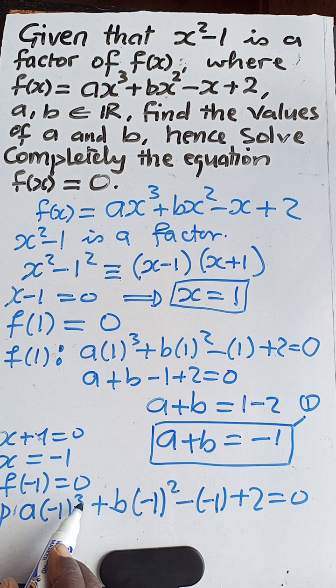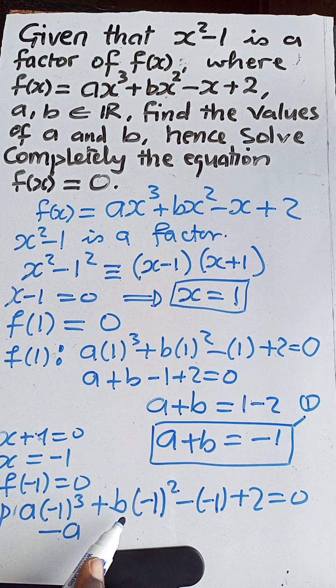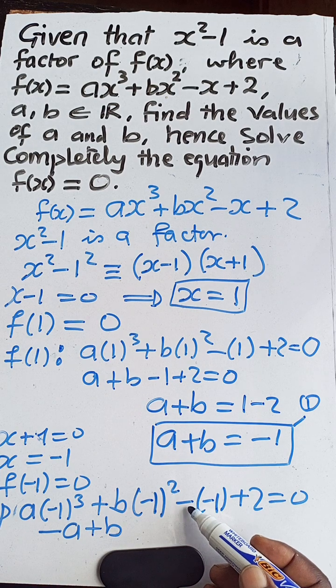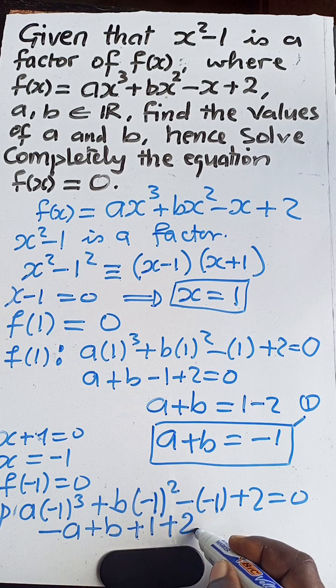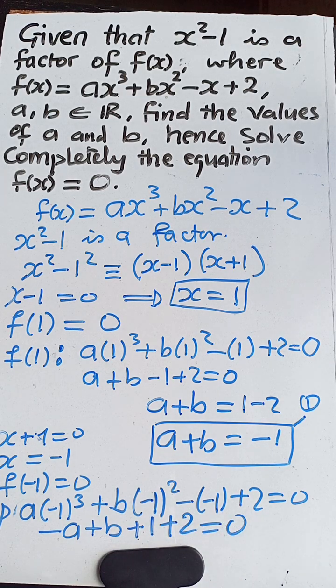Negative 1 cubed is negative 1. Multiplied to a, it's going to give us negative a. Negative 1 squared is positive 1. Multiplied to b gives us positive b. Negative negative gives plus 1, and then plus 2 is equal to 0.